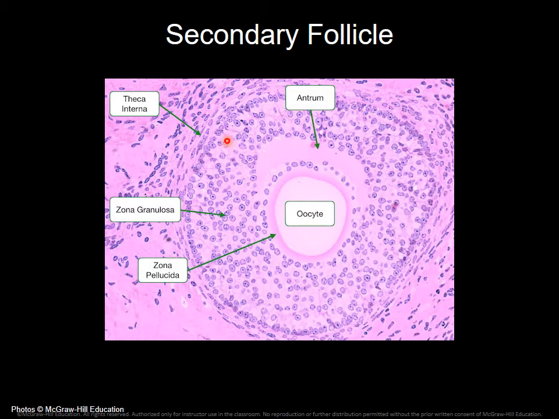Is there anything else distinctive about a secondary follicle other than the thickness of its granulosa cells? And the answer is yes. As I mentioned earlier, usually by the time you get to a secondary follicle, you begin to see the formation somewhere of a fluid-filled antrum. Usually, actually, what happens is you have several pockets of fluid that begin to arise in the secondary follicle, and eventually they will all fuse together to form one single fluid-filled space called an antrum.